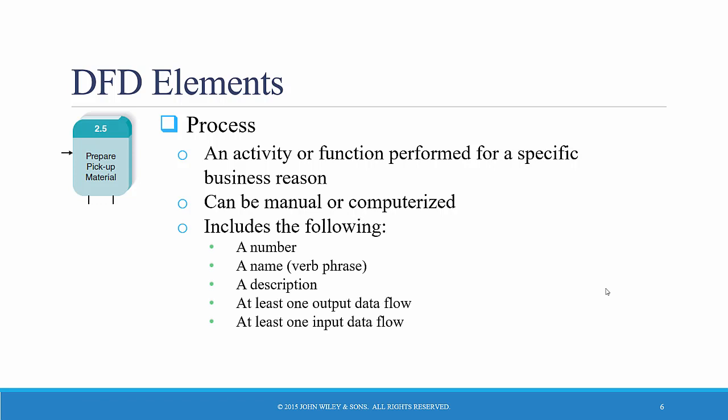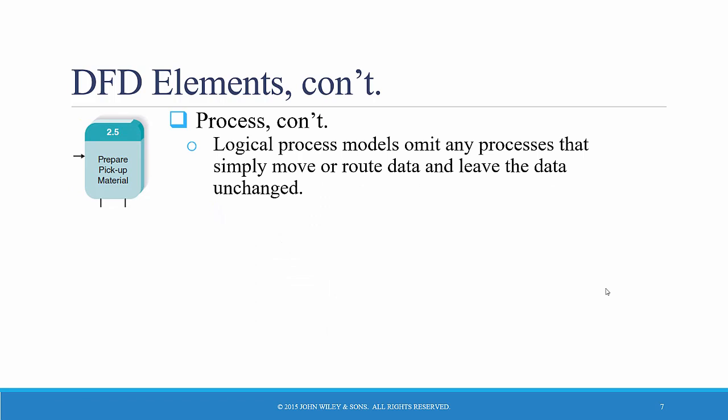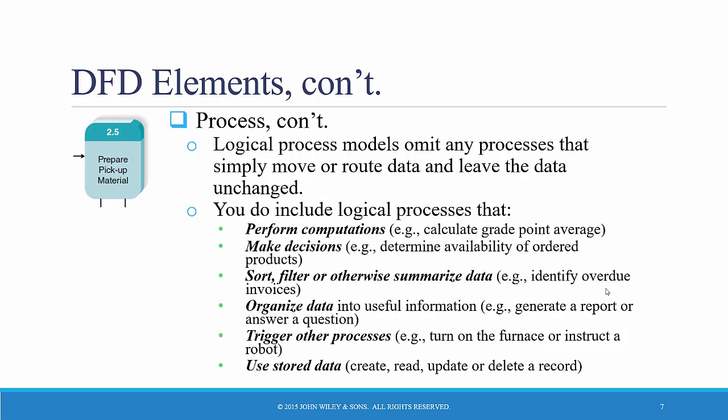And when you record it, these are some of the technical characteristics, the data characteristics that you need to record: a number, a name that is a verb, a description, at least one output data flow, or at least one input data flow. As I mentioned, we are only concerned with logical process models, conceptual process models. And in logical process models, the key to a process is that it radically transforms data in some way. It doesn't just simply move or route data and leave the data unchanged. It processes it. It makes some sort of a primary transformation of the data from input to output. So you wouldn't model a process that just is moving data around.